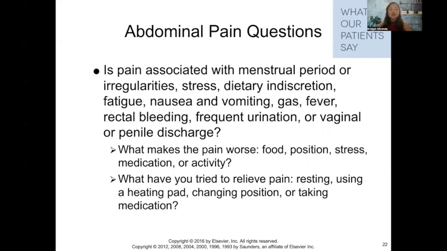like our GU system. So again, you're just going to ask about relief, what makes it worse, and what you've tried in the past. For medications, you want to get a detailed history. Maybe they are taking antacids or over-the-counter medications like Tums or Pepto-Bismol, and you want to ask them how long they've been taking it, how much, what the dose is, and how often they are taking it.